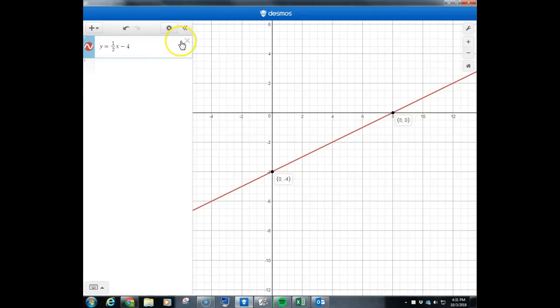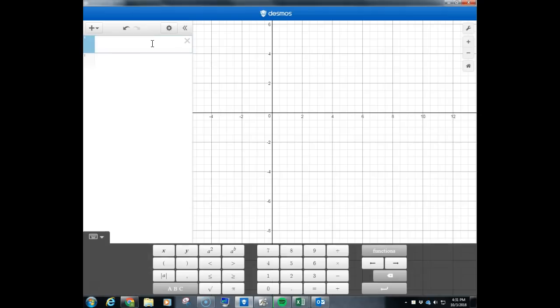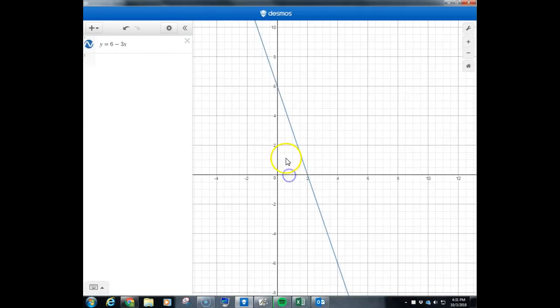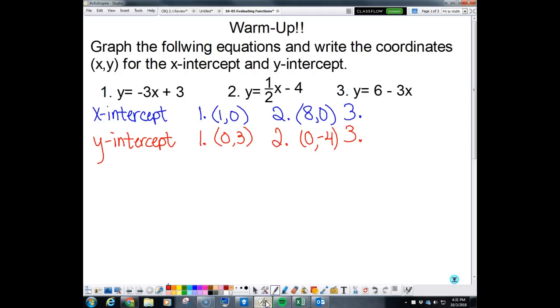Okay, and then my last one, 6 minus 3x. Go back to Desmos. Y equals 6 minus 3x. Okay, so here's your graph. So your x-intercept is right here, and that's 2, 0. Y-intercept 0, 6. So 2, 0 and 0, 6. So x-intercept is 2, 0, and the y-intercept is 0, 6. Okay, that's your warm-up. All right, go ahead and put that up.